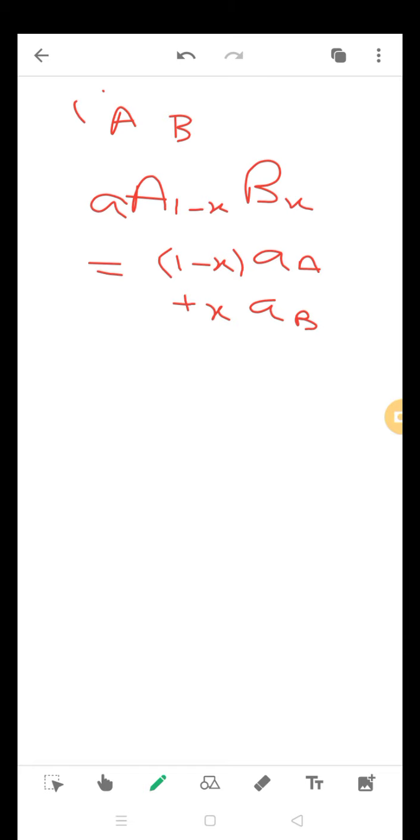So this is lattice parameter a_A, and this has lattice parameter a_B. So the rule of mixtures is being followed here, where the composition of each of the atoms has an effect on the combined lattice parameter.